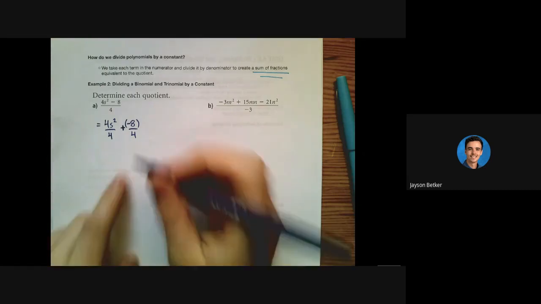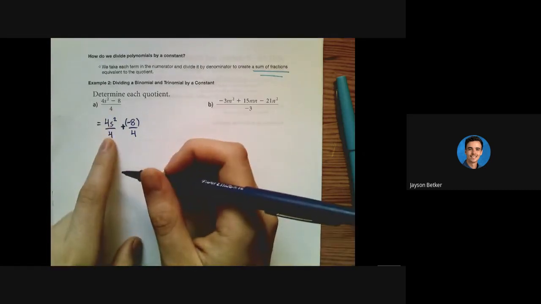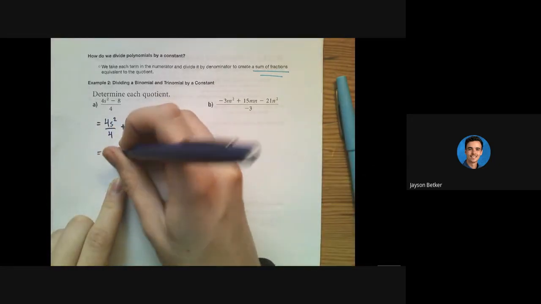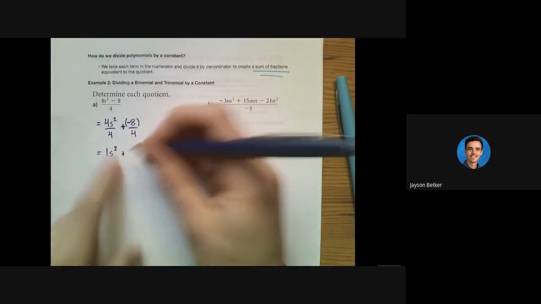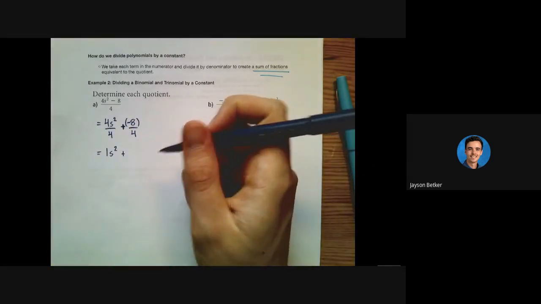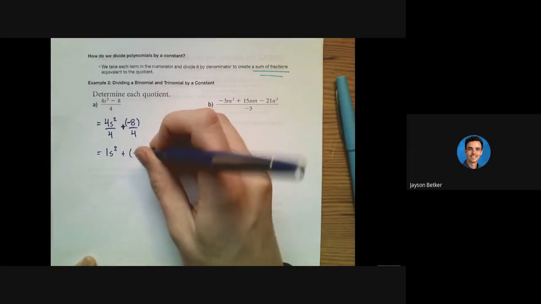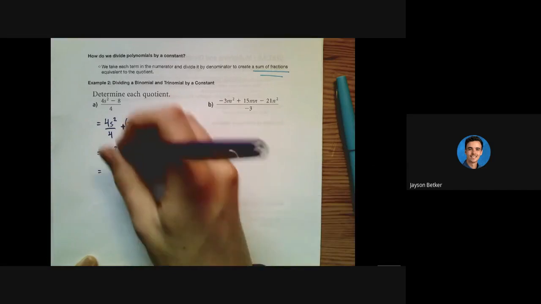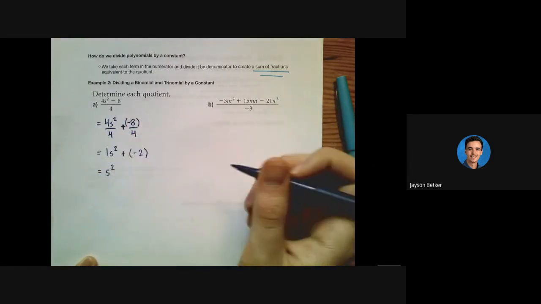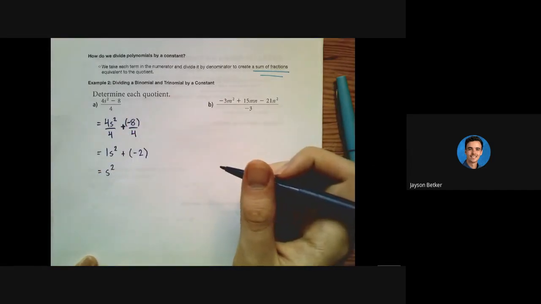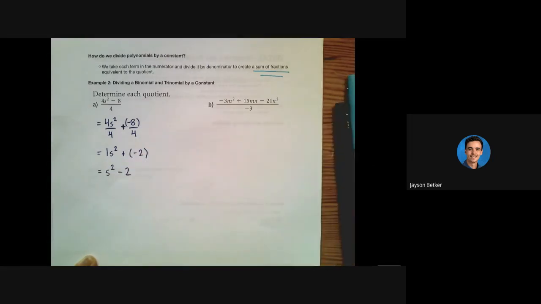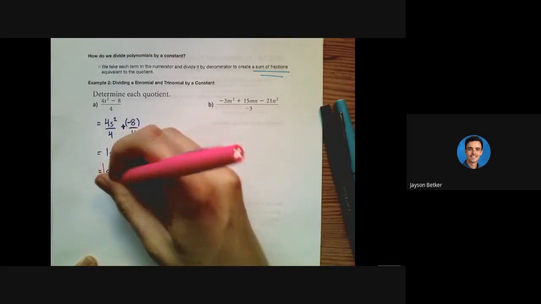So let's do this now. 4 divided by 4 gives us what? 1. So we get 1s squared plus, what's negative 8 divided by 4? Should be negative 2. So 1s squared plus negative 2. Well, we can get rid of the 1. We never have to write the 1 because the s squared is just right there. And then plus negative 2 is the same thing as minus 2. So after all of that, our answer becomes s squared minus 2.